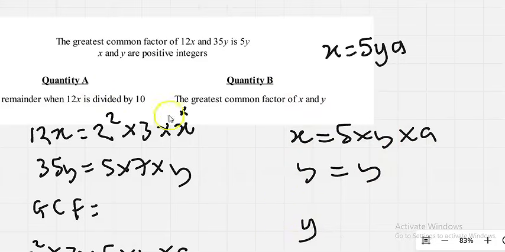And then we are told in the question that y is a positive integer. So if y is a positive integer, y could be 1, 2, 3, 4, 5, 6, and so on and so forth. But A is 0, so that means y is always greater than A, and our answer is B.